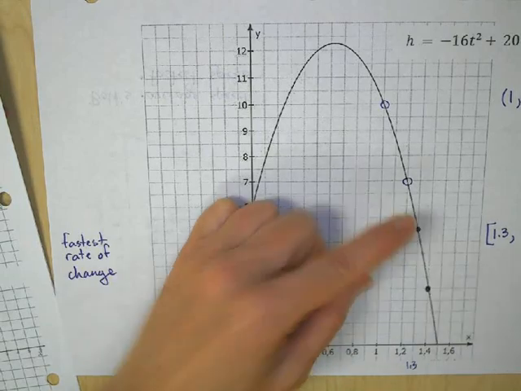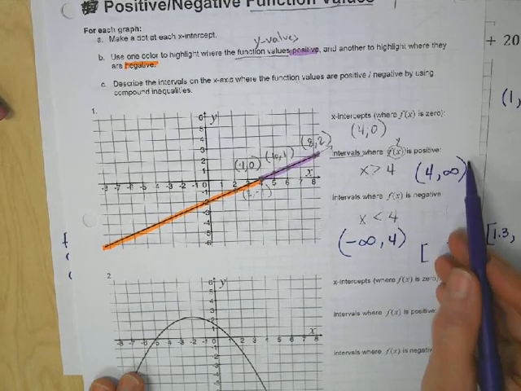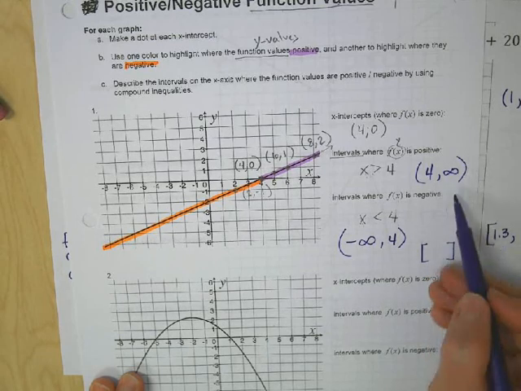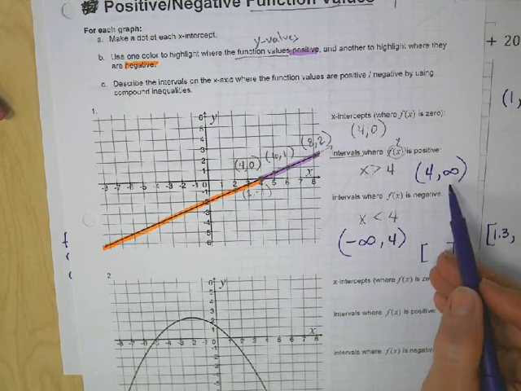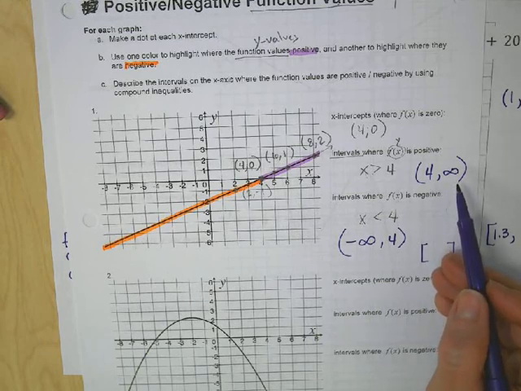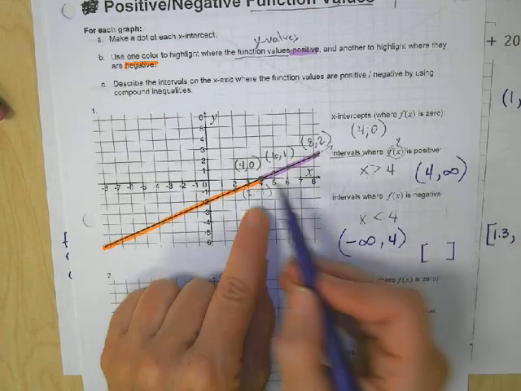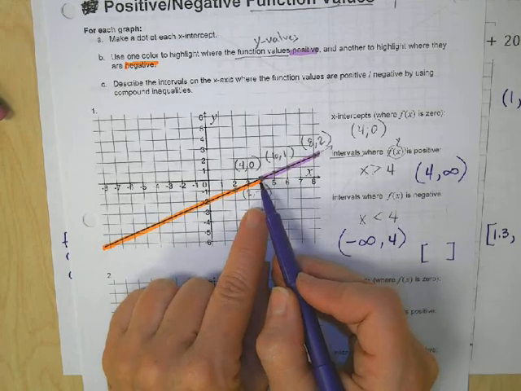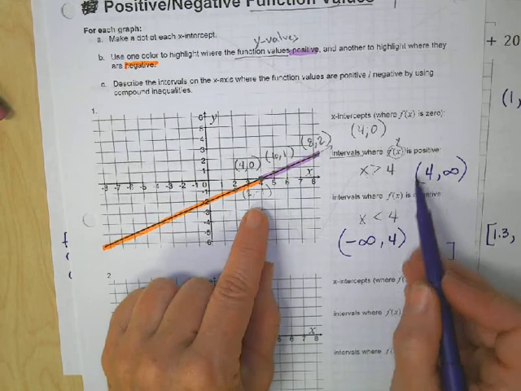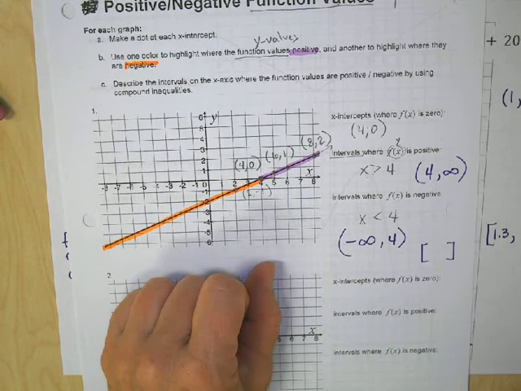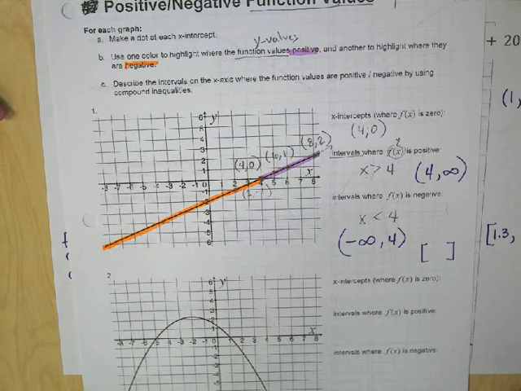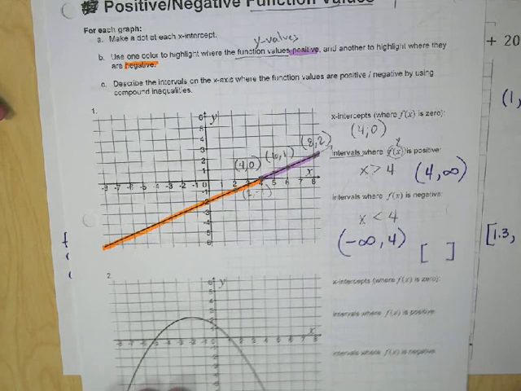Which takes me back to, well, how come infinity doesn't have the little bracket? How come it has a parentheses and not a bracket? It's because you can't actually get to infinity. It's impossible to get to infinity, so that's why we don't have the bracket. And then 4, I don't include the 4 because 0 is neither positive nor negative, so that's why I have a parentheses on this side instead of a bracket. Okay, so that's interval notation. I hope that helps. If you have any further questions, let me know.